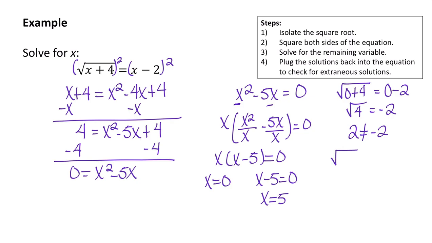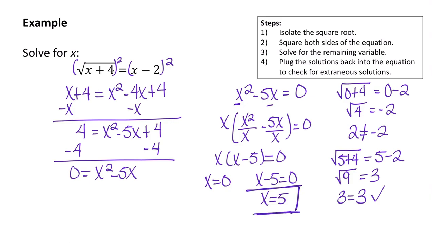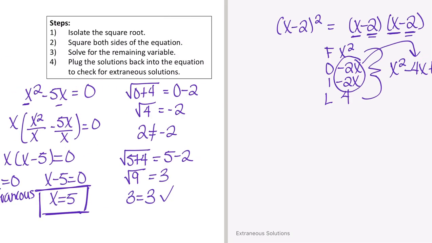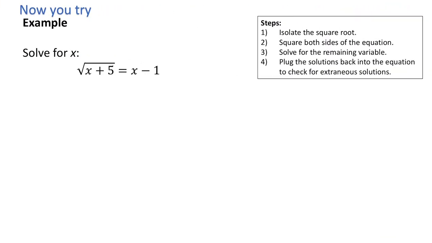Now if I plug in 5, I get the square root of 5 plus 4 equals 5 minus 2. The square root of 5 plus 4 is the square root of 9, and 5 minus 2 is 3. The square root of 9 equals 3 is true because 3 equals 3 is correct. So that means that x equals 5 is the only solution that I have. x equals 0 is my extraneous solution. Now you can go ahead and pause the video and try this example on your own.